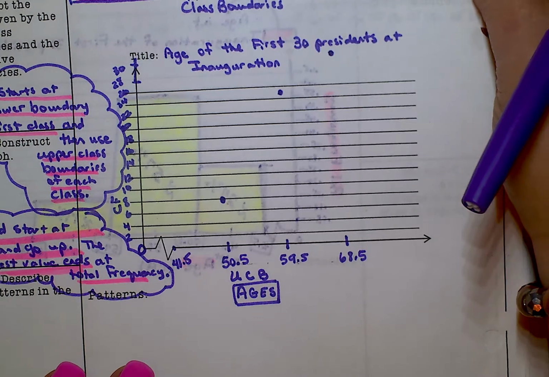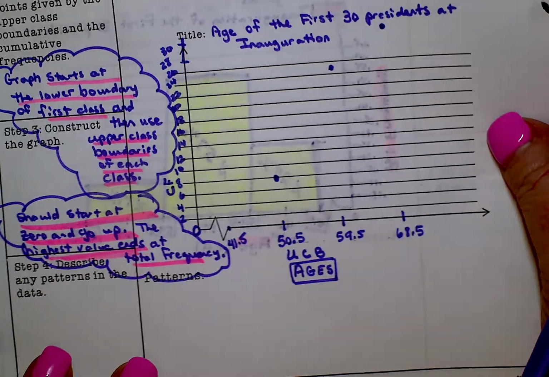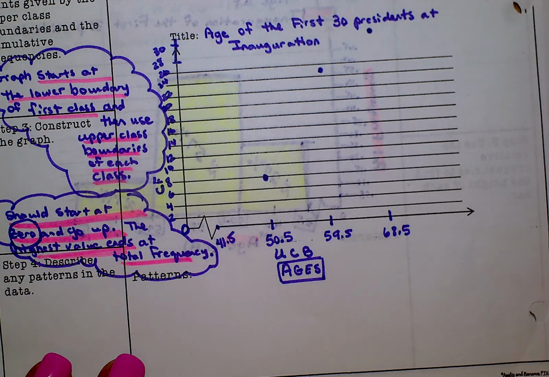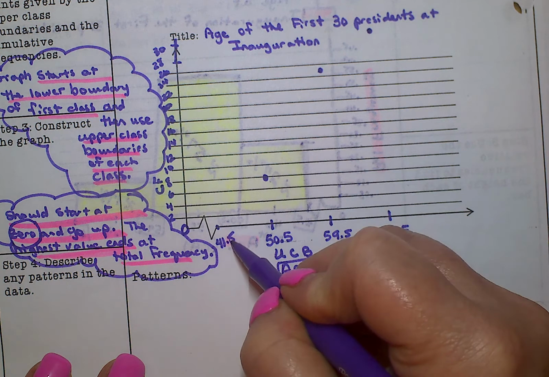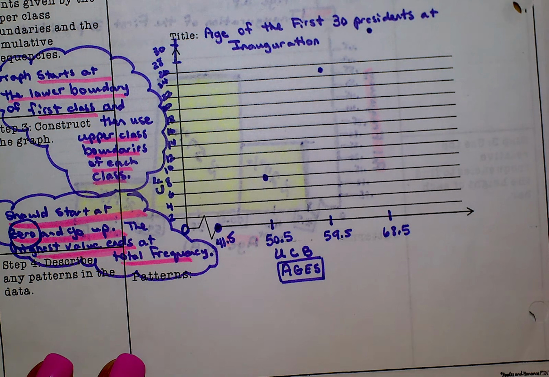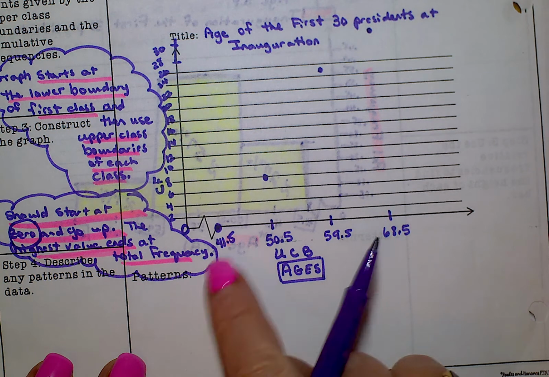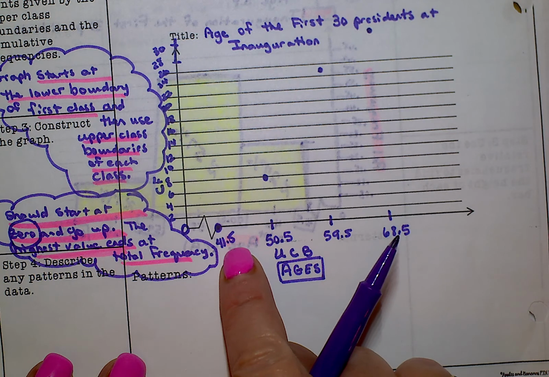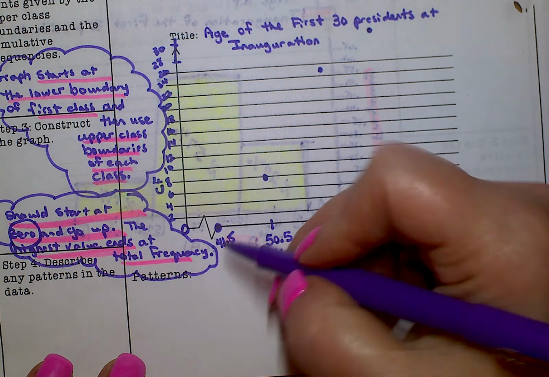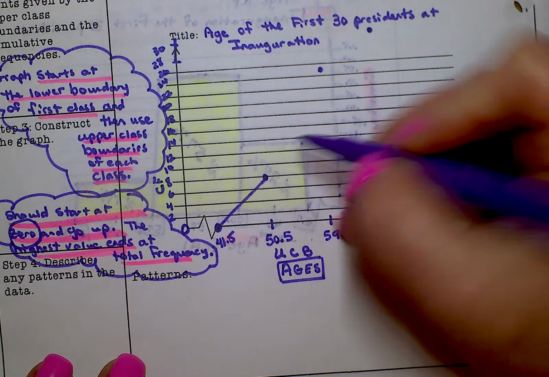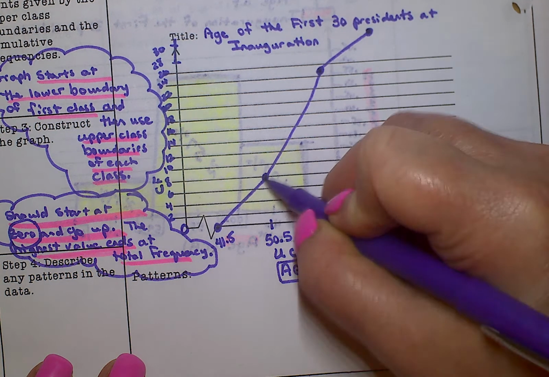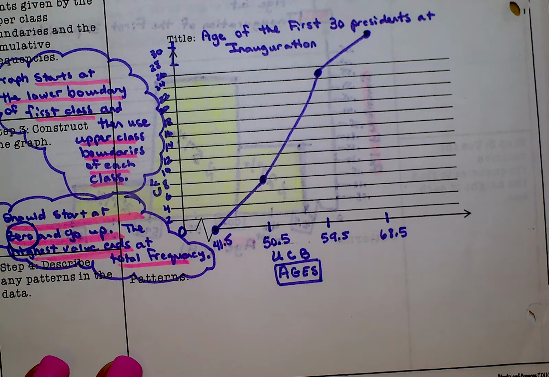Okay. Now, if you recall, let's go back to this. The graph should start at 0 and go up. So whatever this boundary is, whatever this number is, you just put a point there. Whatever that number is, when you've counted backwards, you're going to put a point there because it's got to start on this x-axis at 0. Now you're going to connect the segments. And that would be your ogive, okay?